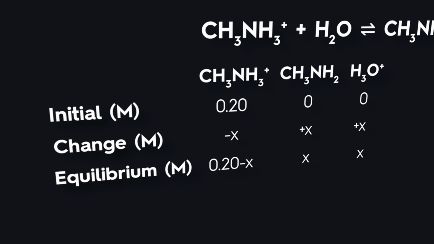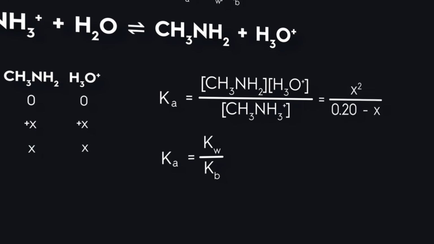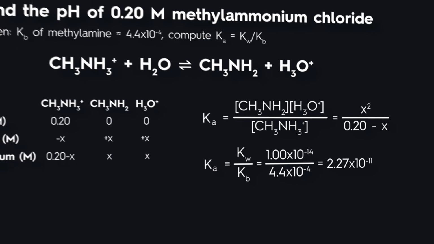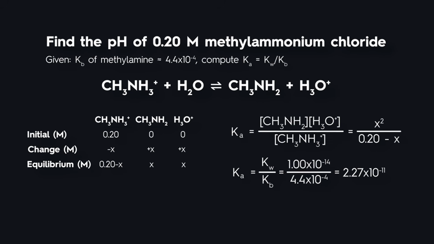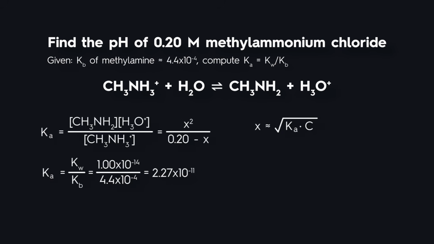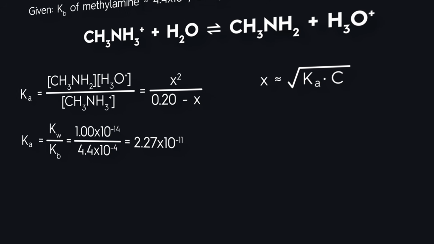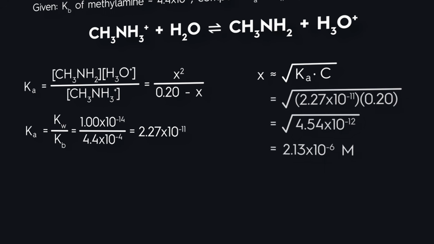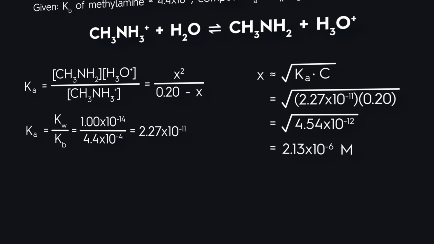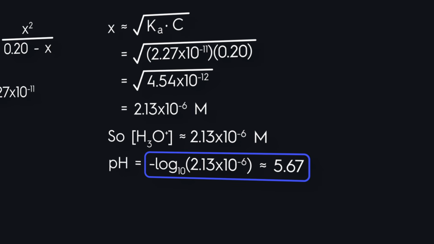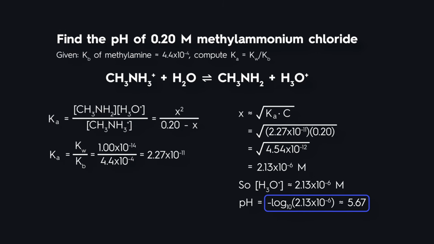Substituting these into the Ka expression, we could solve the quadratic. But because this acid is weak and X is very small compared to 0.20, we can simplify it by using the square root shortcut. Hydronium concentration is approximately the square root of Ka times the starting concentration. That gives a hydronium concentration of about 2.1 times 10 to the minus 6 and a pH near 5.67. Slightly acidic, just as we predicted for this salt.